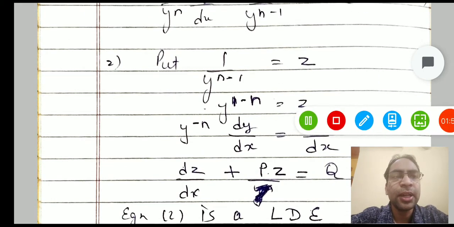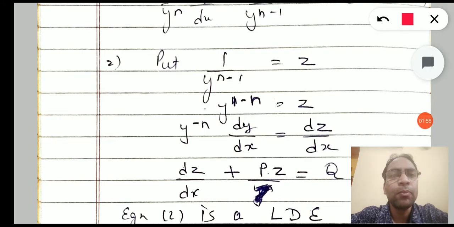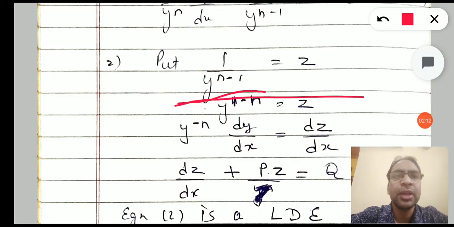Now the second step is to substitute 1 upon y to the power n minus 1 by z. This is another variable, a new variable. So we will convert the equation into the linear differential equation of two variables x and z. So next is this substitution, 1 upon y to the power n minus 1 is equal to z. On differentiating this, we will see that y to the power minus n dy by dx will be replaced by dz upon dx.